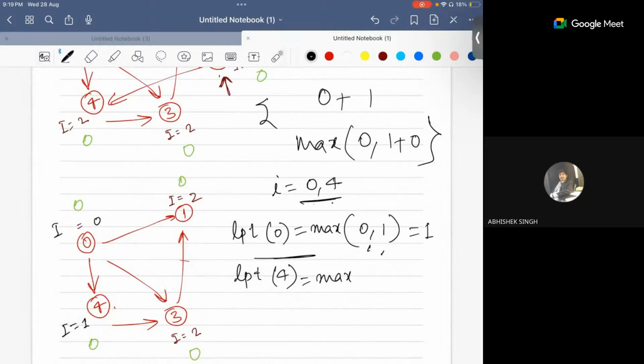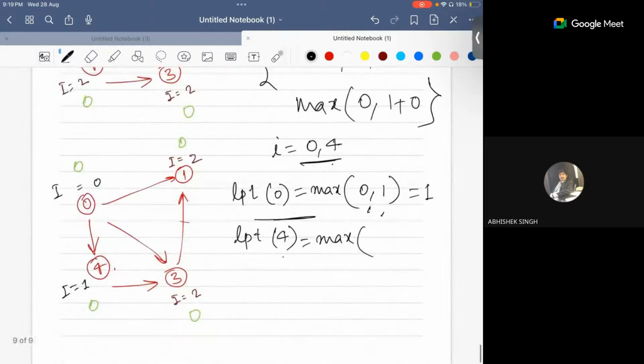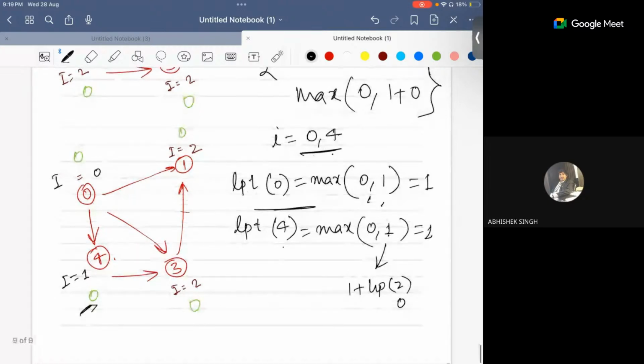Okay. Now, the maximum length to 4. That would be 0, right? Because earlier the longest path to 4 was 0. Now it is 1. Why? Because this 1 is from 1 plus LPT of 2, which is 0. So the maximum is 1. So now I'll update the value. I have updated the in-degree for 0 and 4, and I'll update the value of LPT also. Clear? LPT of 0 and 4 is updated.